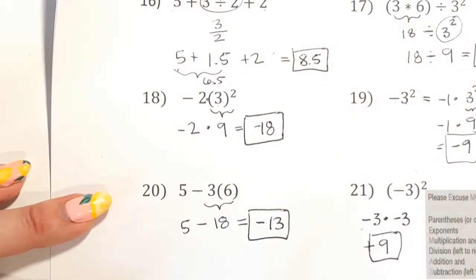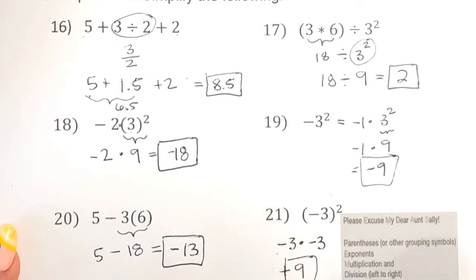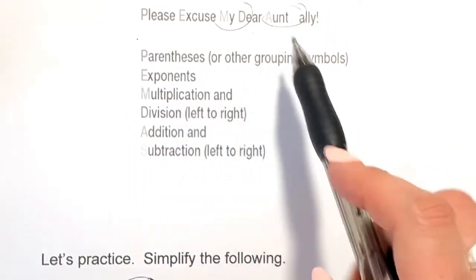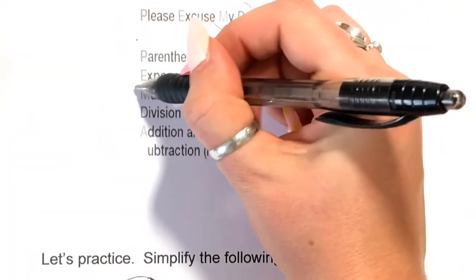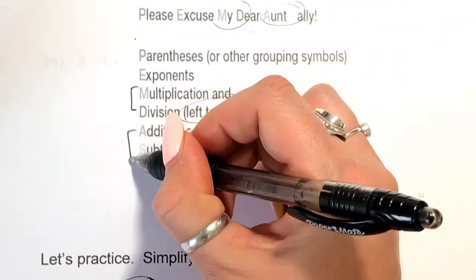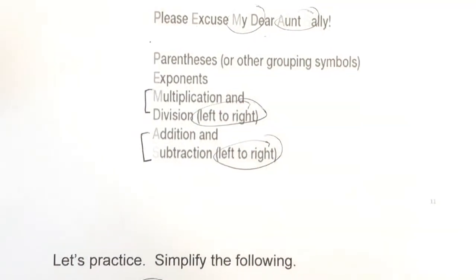So there's just kind of a quick review on your order of operations. I know it can be a little bit tricky sometimes, but as long as you remember this little saying, please excuse my dear Aunt Sally, you should be good. Parentheses, exponents, remember multiplying and dividing are the same step. You just go left to right. Addition and subtraction are the same step, but do left to right for your order.